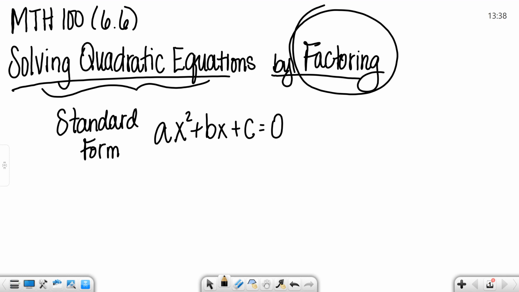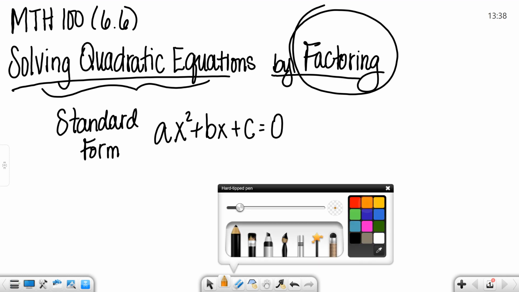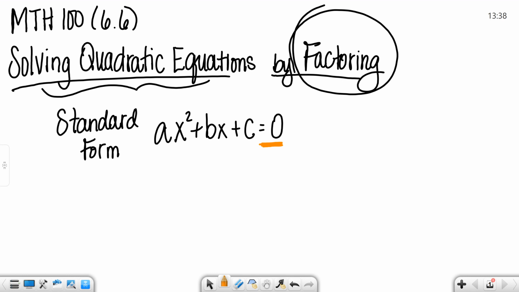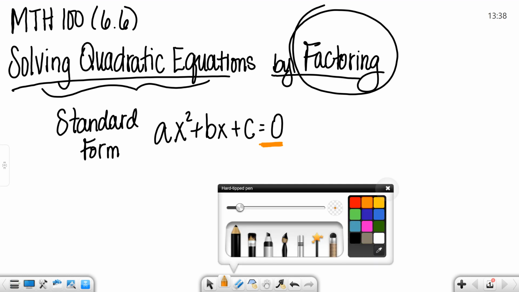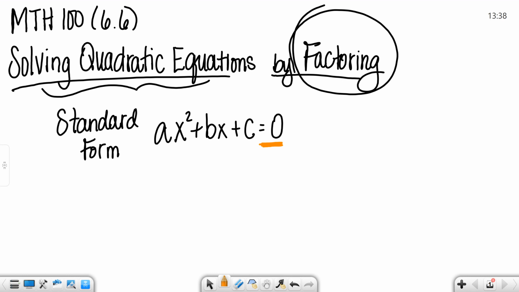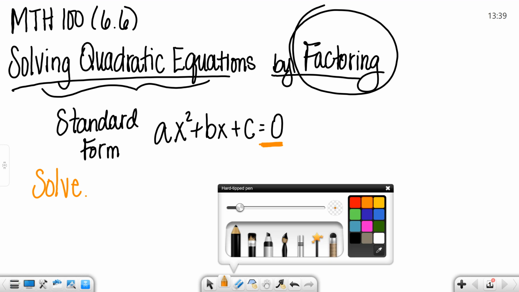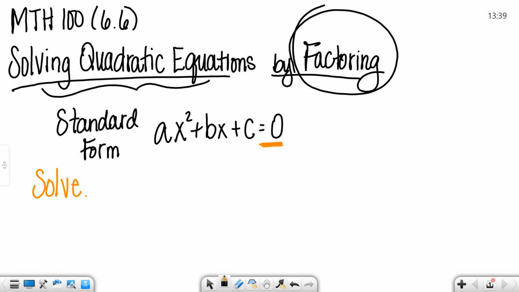Anytime we are asked to solve a quadratic equation, the first thing we want to make sure is that it is equal to 0. That's going to be our first order of business: make sure it equals 0. Let me show you how we're going to use our factoring to help us solve.